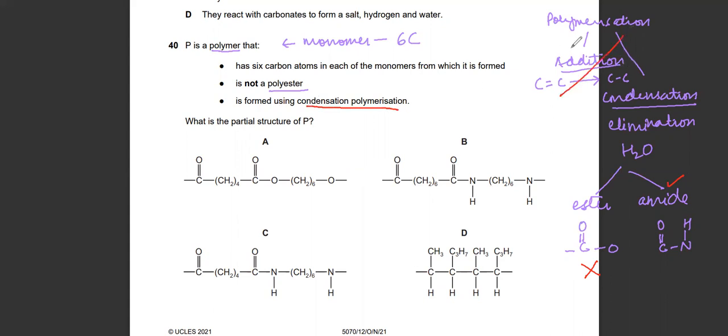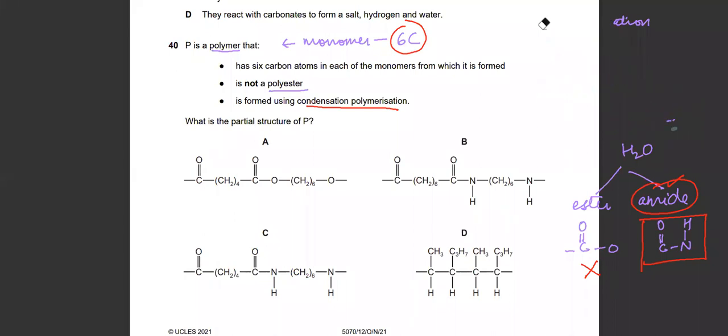So they are saying that it is not addition polymerization, and it is not ester either, so what is left? We have to look for the polymer which has this amide linkage in it, and has monomers which have 6 carbons. So these are the two pieces of information given to us. D is out of question because D is an addition polymer, and A is out of question because here there is an ester linkage.